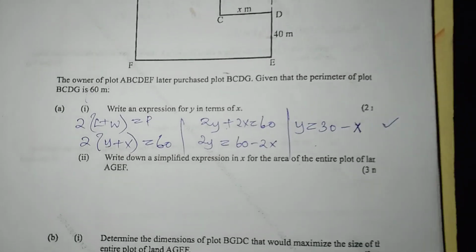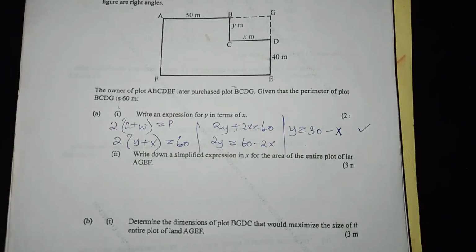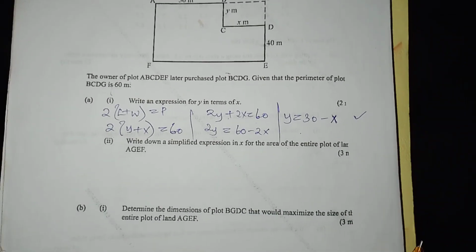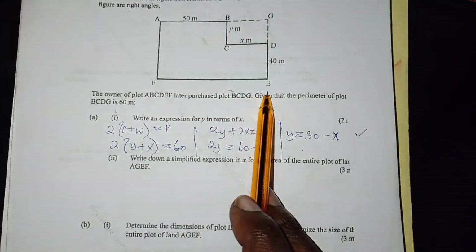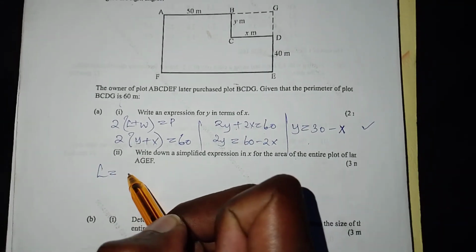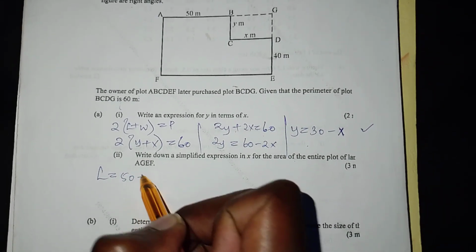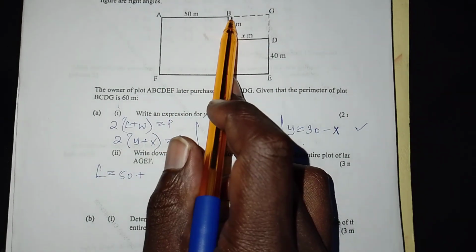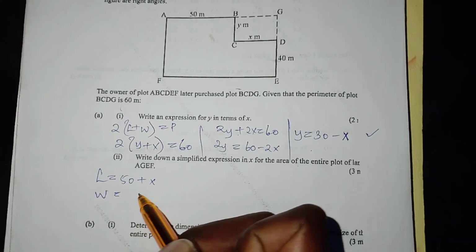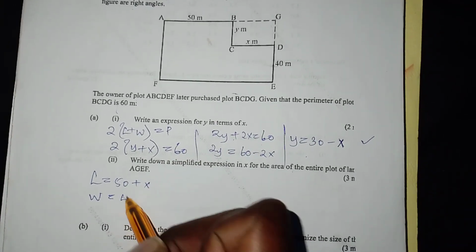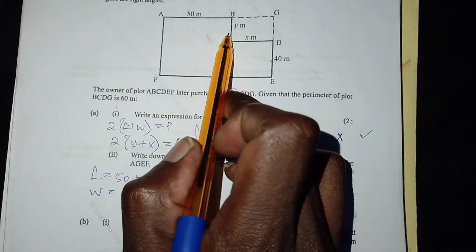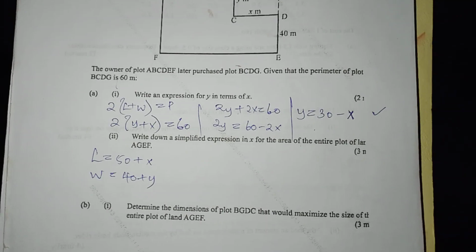The second part: write down a simplified expression in x for the area of the entire plot AGEF. So for the entire plot, the length is 50 plus 50, and this distance is x, so we have 50 plus x. Then the width is 40 plus y, because this distance is the same as this distance, so we have 40 plus y.